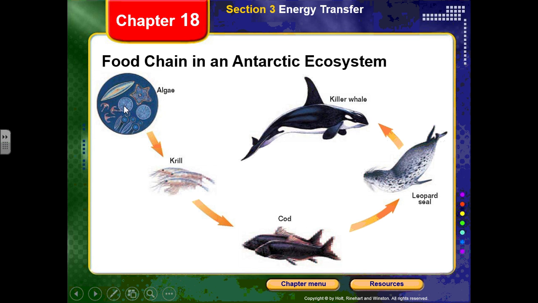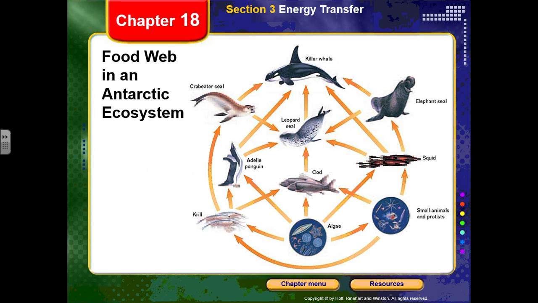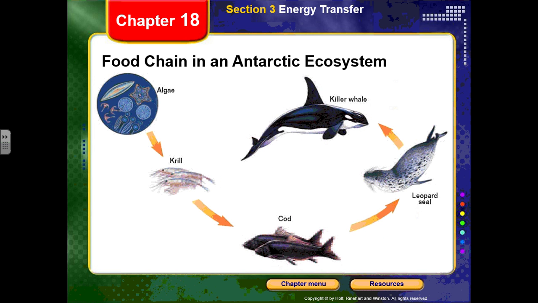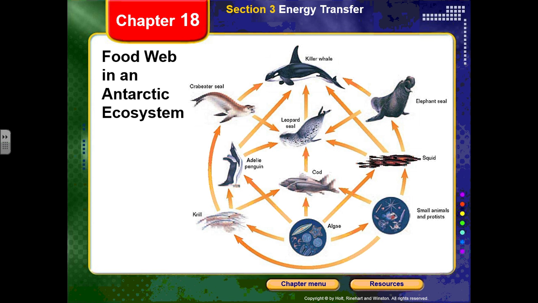You can see that we're starting with algae, and then we move to krill, which can be eaten by cod, which are eaten by leopard seals, which then are eaten by the killer whale. Okay, so that's a food chain. Now here's the idea of a food web.